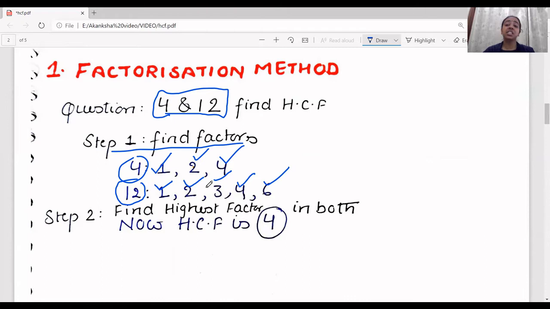Now, the second step that you have to do is find the highest common factor amongst the factors that we have just found. So what are the common factors between 4 and 12?